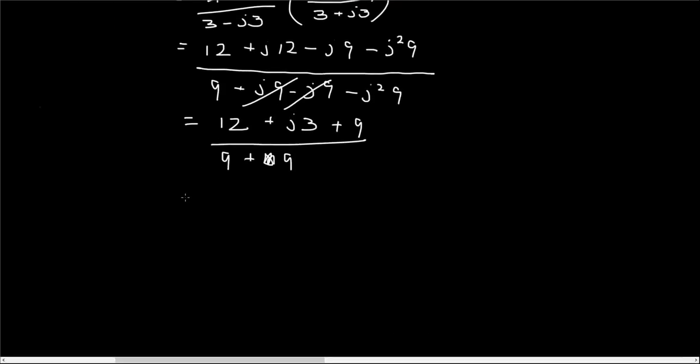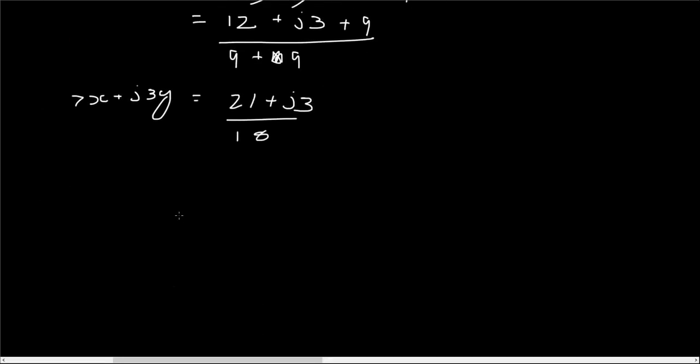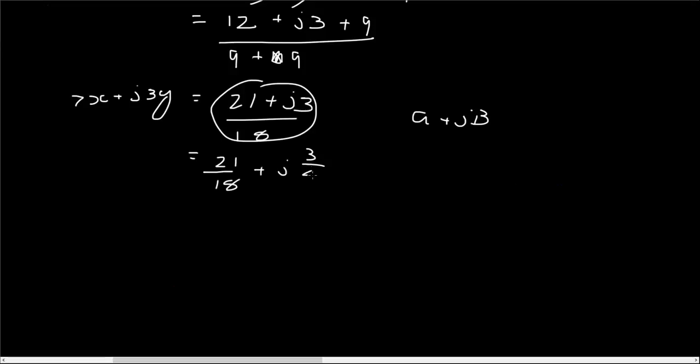Let's simplify a little bit further. That is equal to 12 plus 9 is 21. 21 plus j3 over 18. And now let's not forget about our left hand side. We had 7x plus j3y. Okay. So now we can write this in the form a plus jb. This piece on the right hand side we put into the form a plus jb. So we've got 21 over 18 plus j 3 over 18.